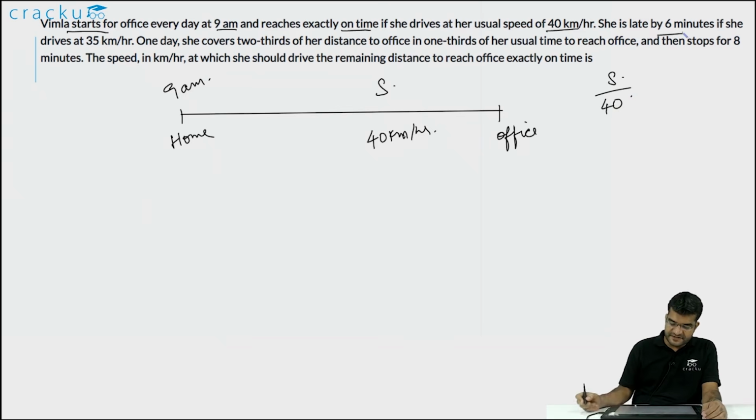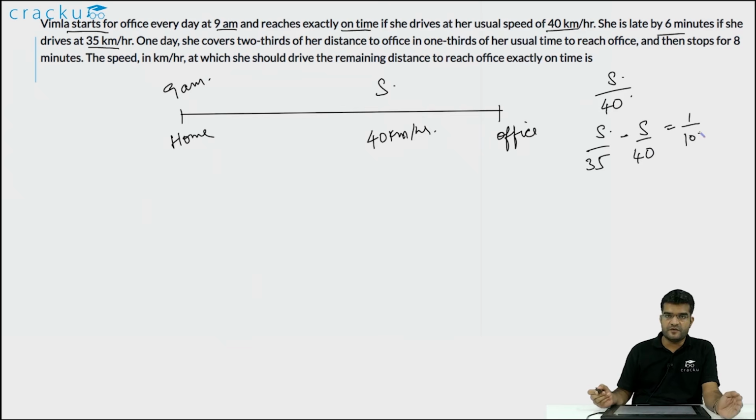But she is late by 6 minutes if she drives at 35 km per hour. That is, if she is driving at 35 km per hour, she is going to take s divided by 35, and this is 6 minutes longer. So s divided by 35 minus s divided by 40 is equal to 6 minutes, that is 6 by 60 hours, that is 1 by 10 hours. Using this, we can calculate the distance between her home and her office.